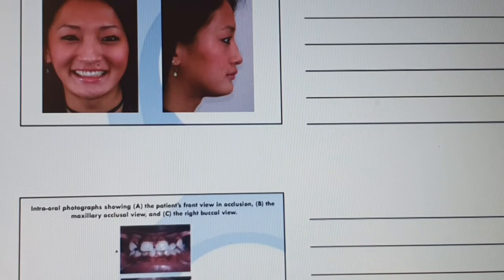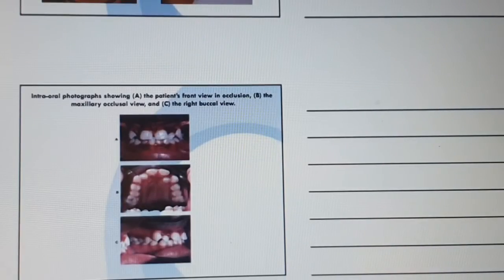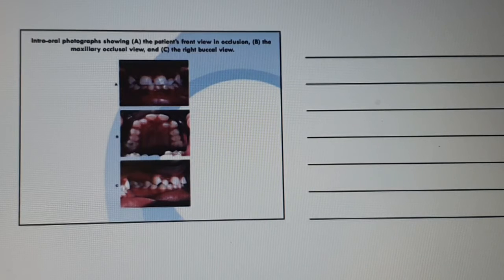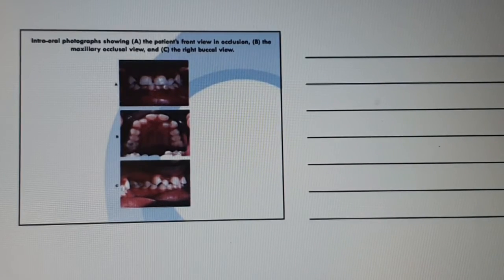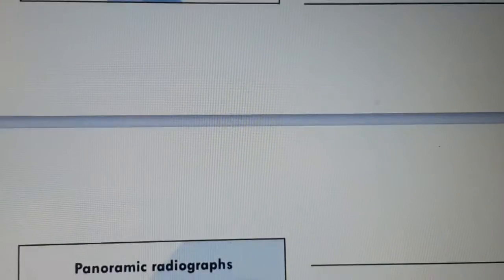And then from there, you can also take intraoral pictures. So again, a frontal view of the patient's teeth and occlusion. From there, we have the maxillary occlusal view of the patient, as well as the right buccal view of a patient. So these are just examples of the type of pictures you'd have to assist your dentist or your orthodontist in taking for case documentation, treatment planning, and case projection pictures.